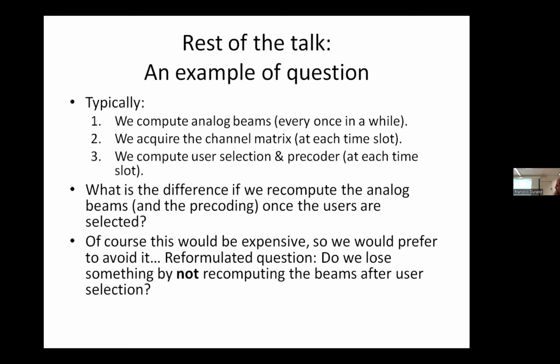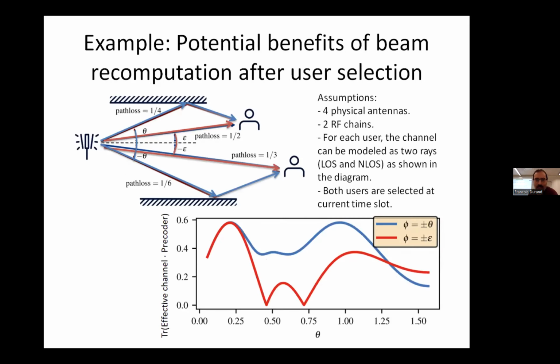Typically when you use this kind of system, first you compute the analog beams, and you can do that once in a while. It's not necessary to do it at each time step. Then at each time step, you acquire the channel matrix, and then you run your algorithm for user selection and precoding. The question that we wanted to answer is, what is the difference if we recompute the analog beams after the user selection phase? Can we gain something by doing that? Of course, we don't really want to do that because it would be extremely expensive. So the question can be seen the other way around: what do we lose by not doing that? Because we will probably not do that.